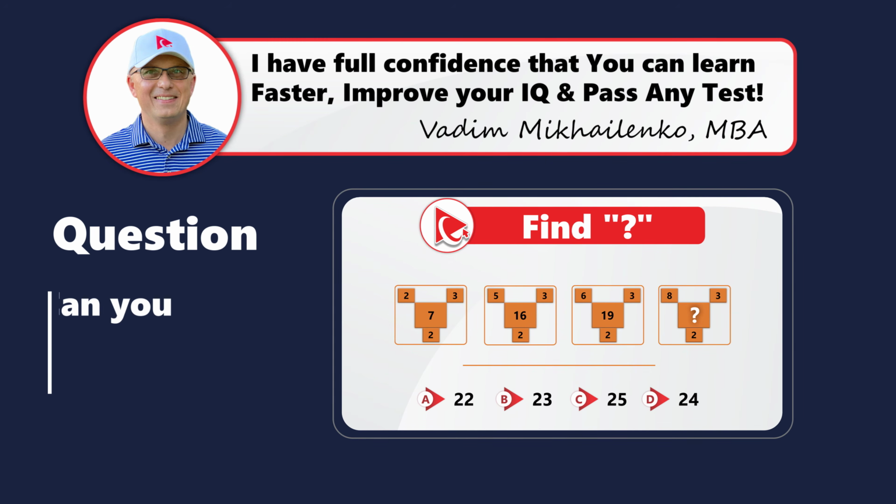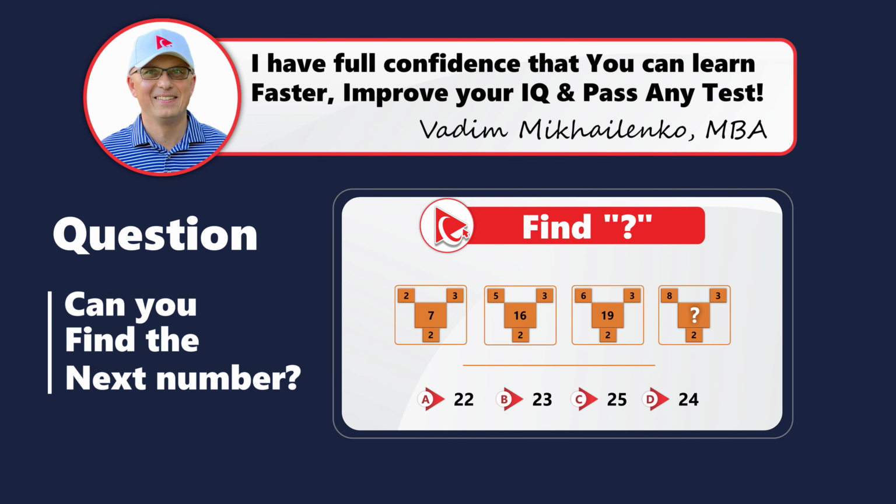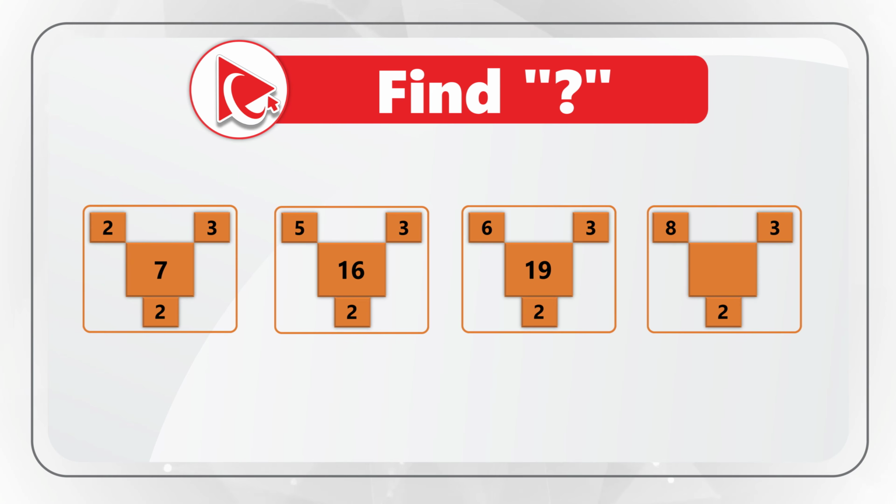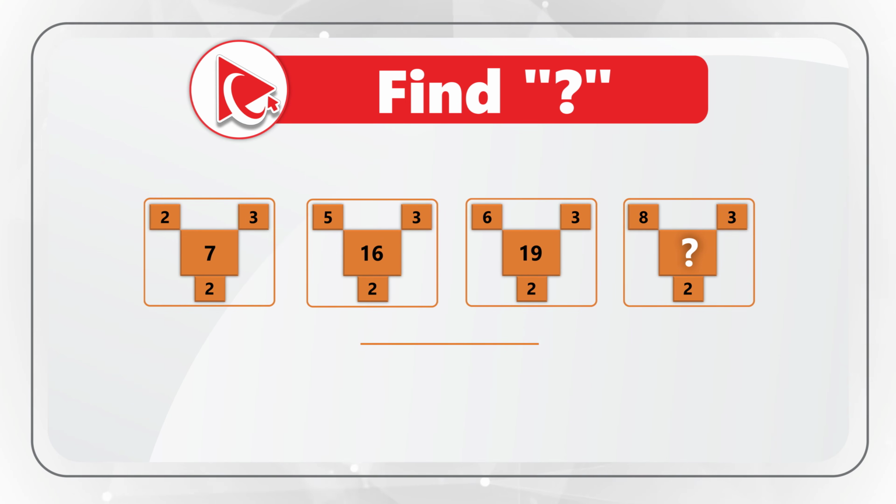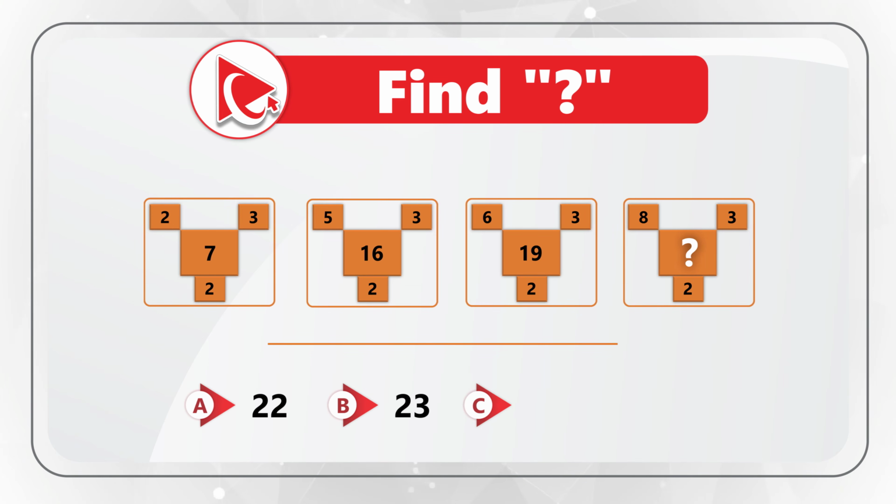Here's the question of intermediate complexity we frequently see on the test. You're presented with 4 shapes, and 1 shape has a missing number in the middle. You need to calculate the pattern and calculate the missing number, selecting it by one of 4 possible choices. Choice A, 22. Choice B, 23. Choice C, 25. And then last but not least, choice D, 24.